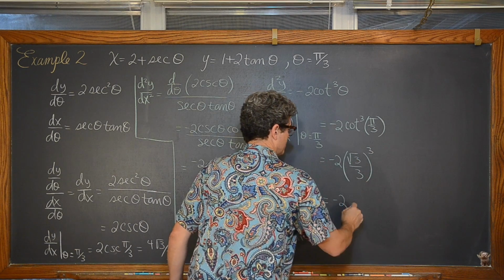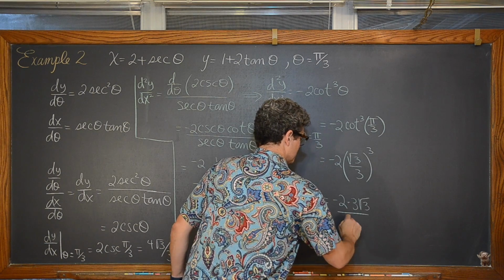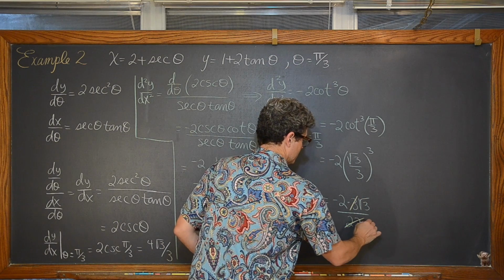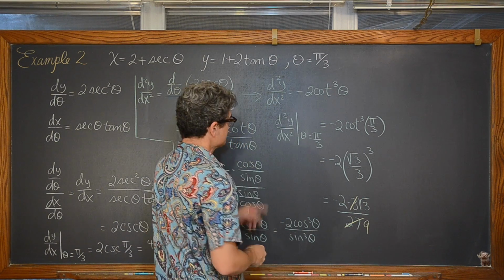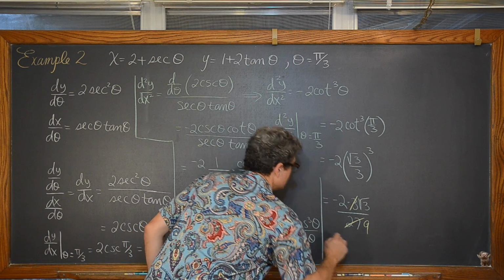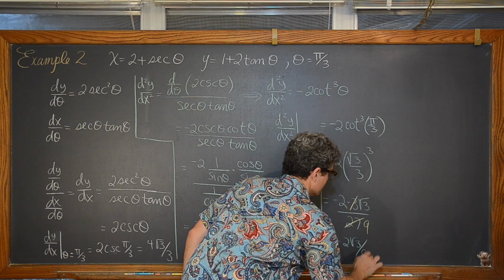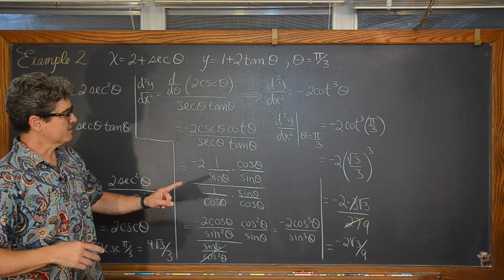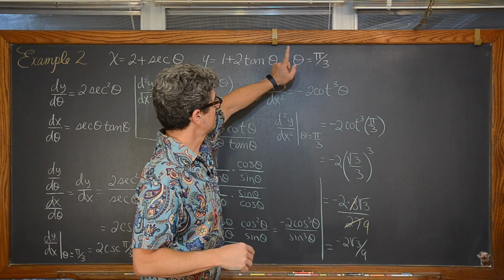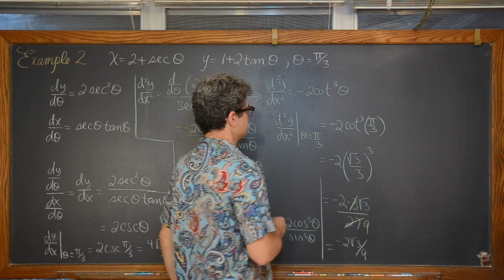We got one more square root of 3 left, so we're looking at negative 2 times 3 square root of 3 over, that's going to be 27. Canceling this out, we get 9. And the second derivative at pi over 3 is going to give us an answer of negative 2 square root of 3 over 9. So our second derivative is negative when theta is equal to pi over 3, therefore it's concave down.